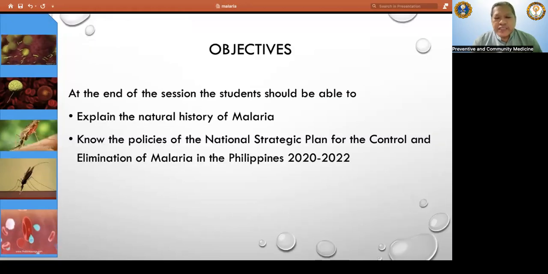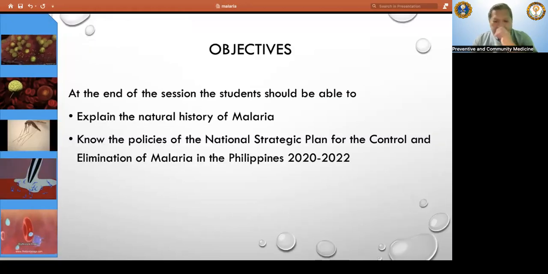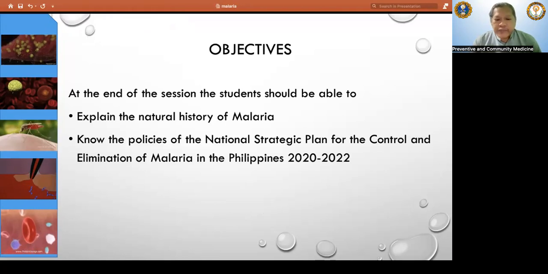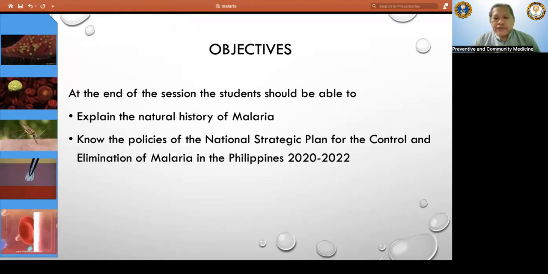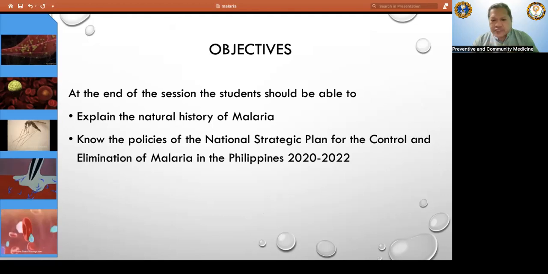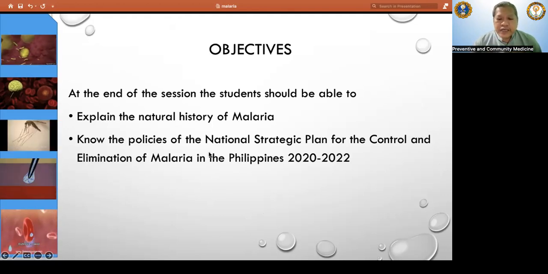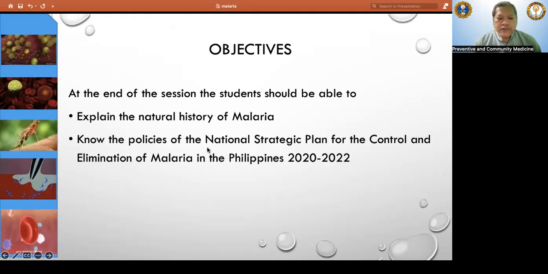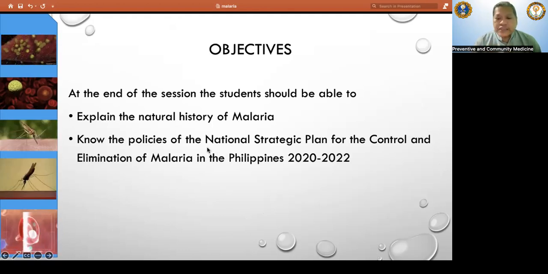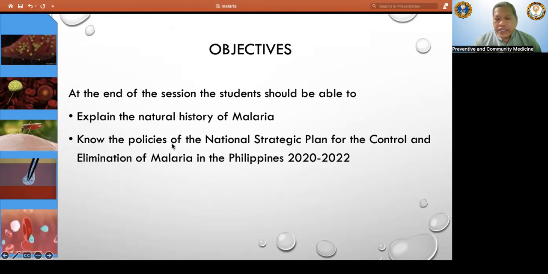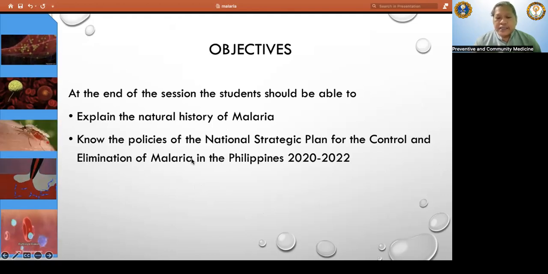So, the objectives. At the end of the session, the students should be able to explain the natural history of malaria and the policies of the National Strategic Plan for the Control and Elimination of Malaria in the Philippines 2020 to 2022. I uploaded this as a PDF file in Canvas. So if you want to do further readings on the malaria program in the Philippines, you can read this PDF.